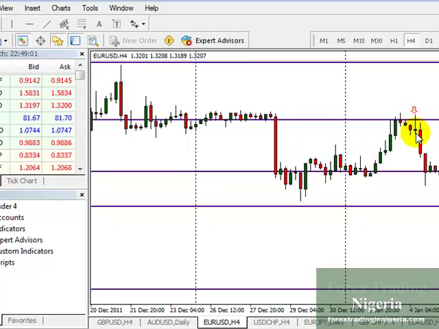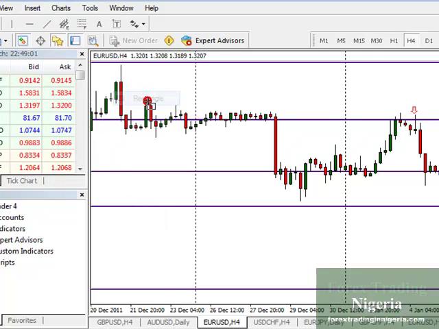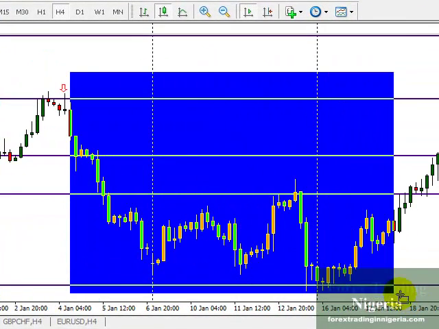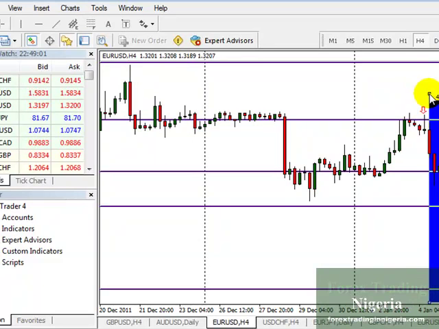If you want to place a trade based on this pin bar, what you are going to do after the formation of this pin bar is place a sell stop 3 pips below this pin bar. Look at my horizontal line.